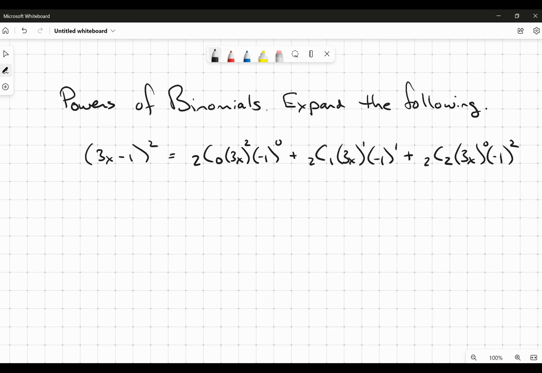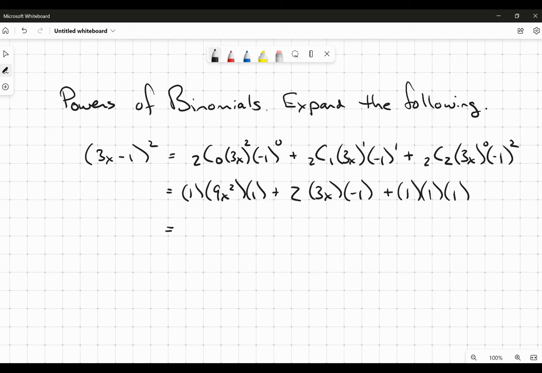And now I evaluate. 2 choose 0 is 1. This is going to become 9x squared, and negative 1 to the 0 is just going to be positive 1. This will be 2 multiplied by 3x multiplied by negative 1. And then this will be, again, 1. 3x to the 0 is just going to be 1, and then negative 1 squared is also going to be 1. And so when I evaluate, I will get 9x squared minus 6x plus 1.